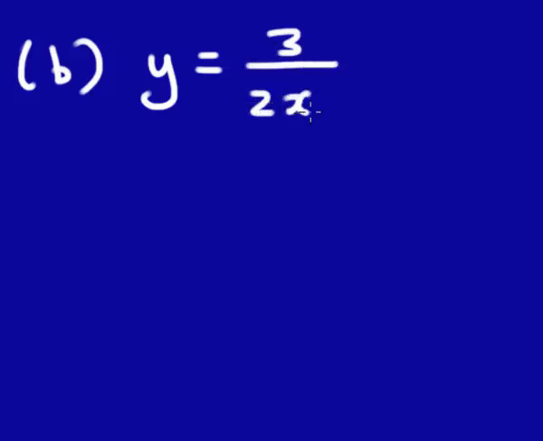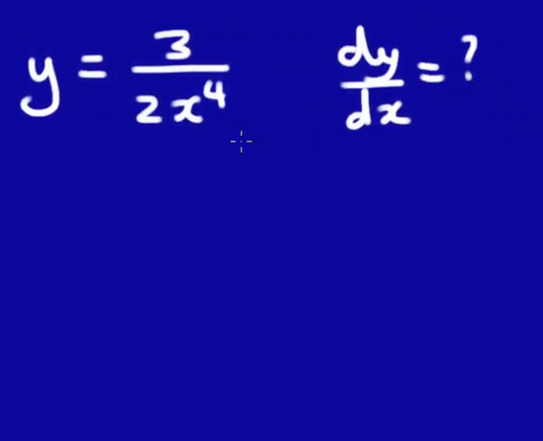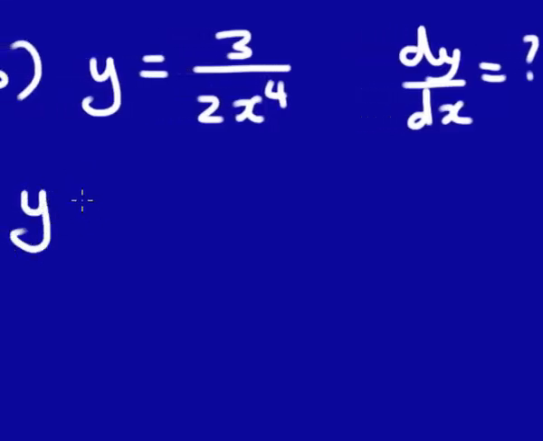Okay, if you look at another one quickly, let's have a look. Say you're given y is equal to 3 over 2x to the 4, and you're required to find the gradient dy dx. What is that? Well, firstly, it's not really nicely organized, so I'm going to write y equals, and if I apply the rules of exponents, go up to this one. Let's have a look here.